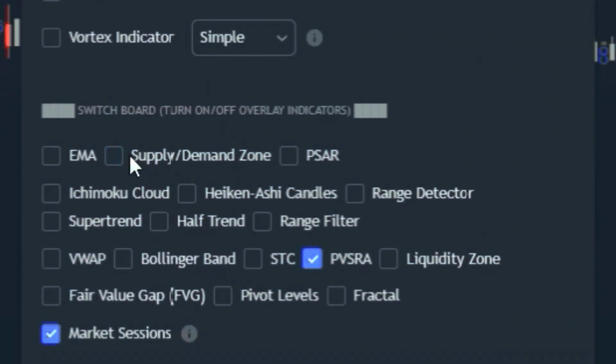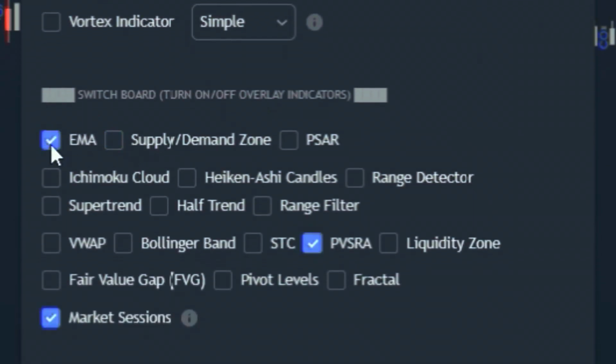Next, we'll hit the switchboard. That's where you decide which indicators appear on your chart. For now, let's roll with EMA and the Ichimoku.